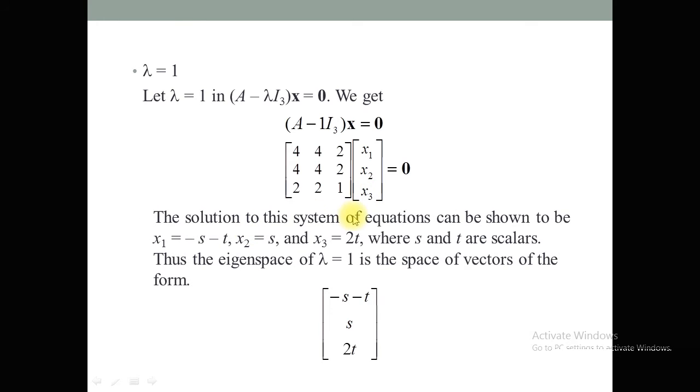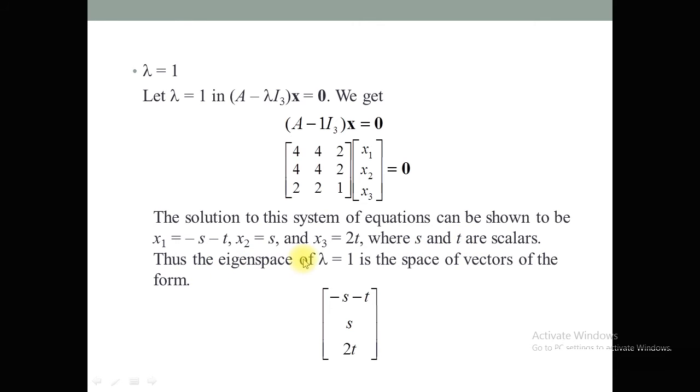The solution to this system of equations can be shown to be x1 equals minus s minus t, x2 equals s, and x3 equals 2t. How can we get this solution? Dear students, I have already told you to convert the augmented matrix into echelon form or reduced echelon form. If we convert the augmented matrix into reduced echelon form, we can easily find this non-trivial solution: x1 equals minus s minus t, x2 equals s, and x3 equals 2t, where s and t are scalars.